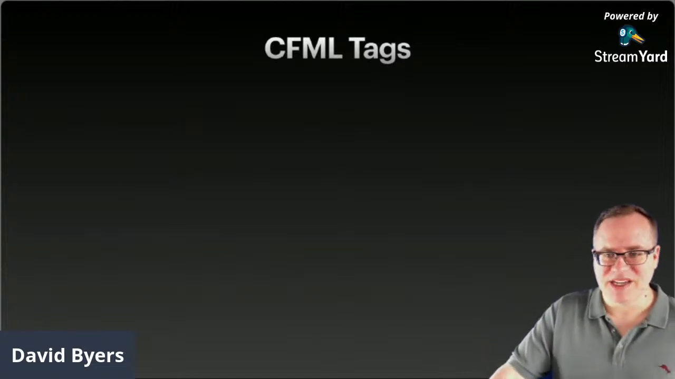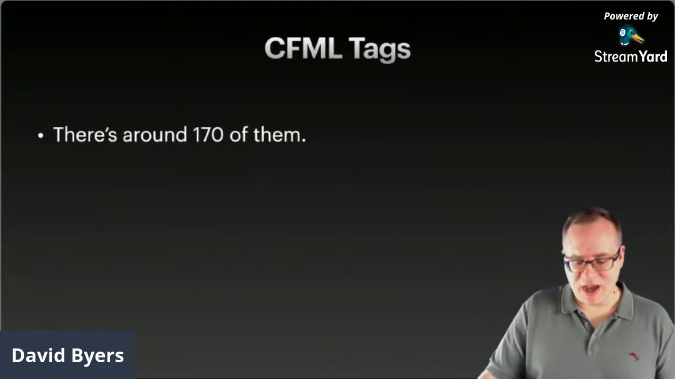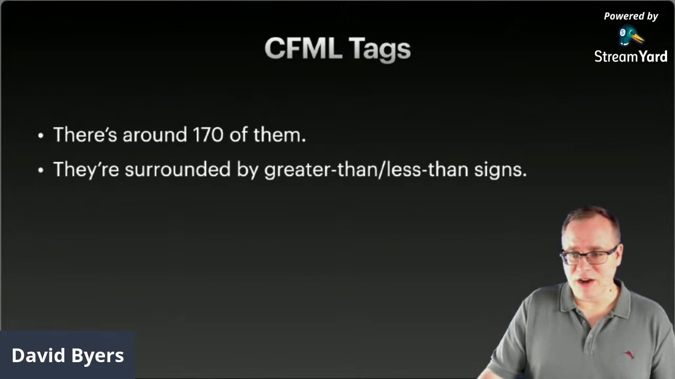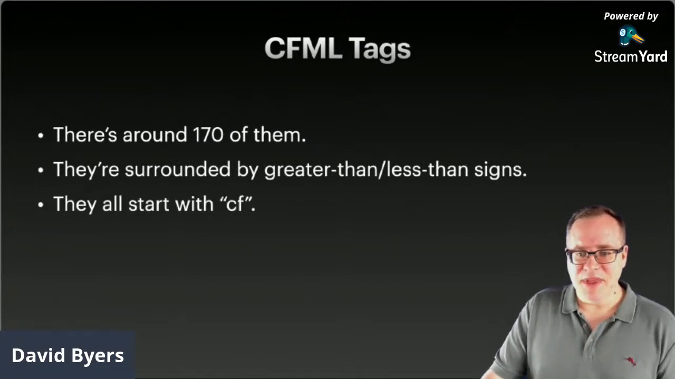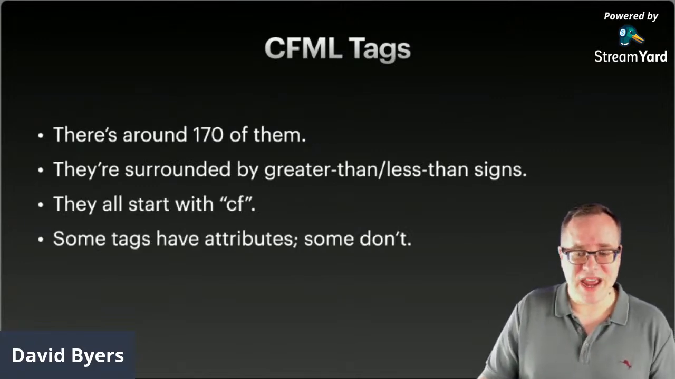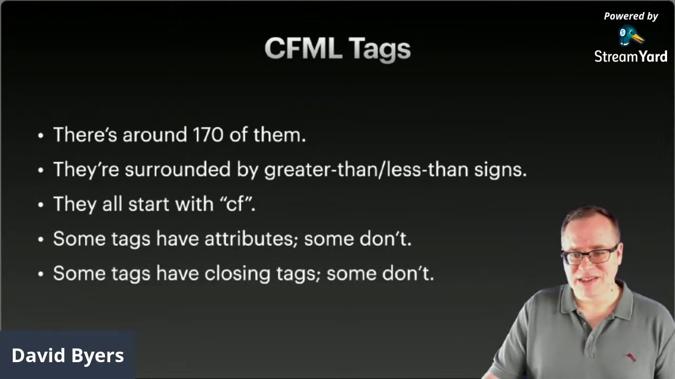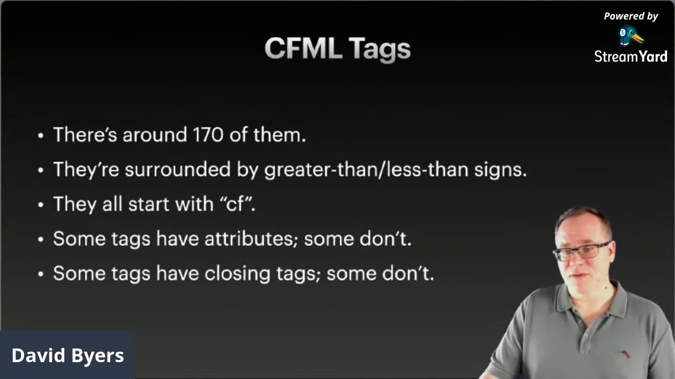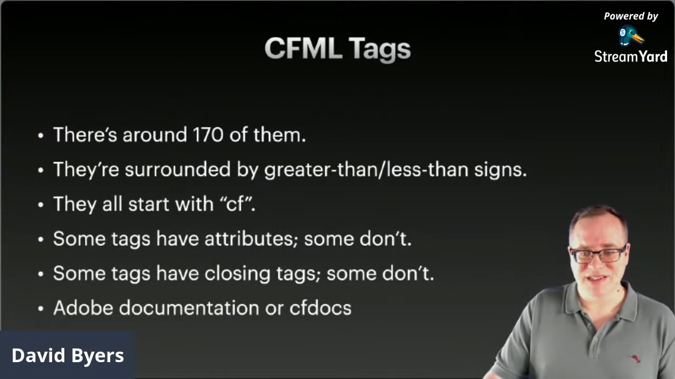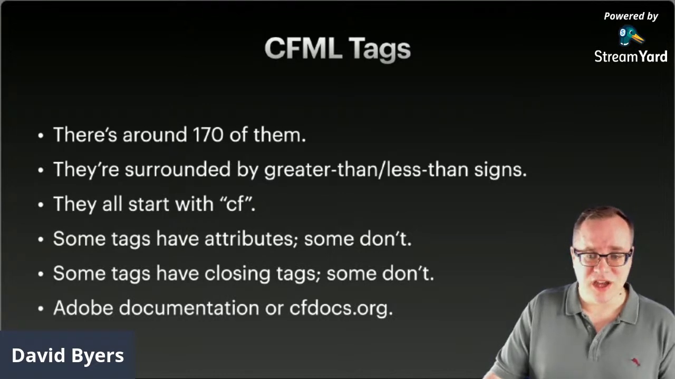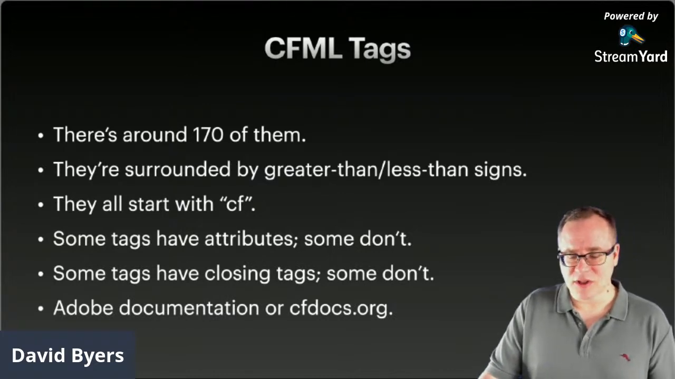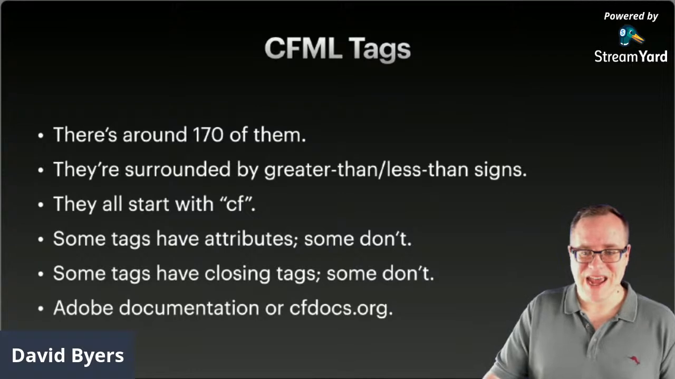Let's talk about CFML tags for a second. There's around 170 of them. They're all surrounded by greater than and less than signs. They all start with CF. Some tags have attributes, some don't. Some tags have closing tags, some don't. The best place to find all the information about the CFML tags is the Adobe documentation or cfdocs.org. Great resources for learning about all of the CFML tags that are available to you.